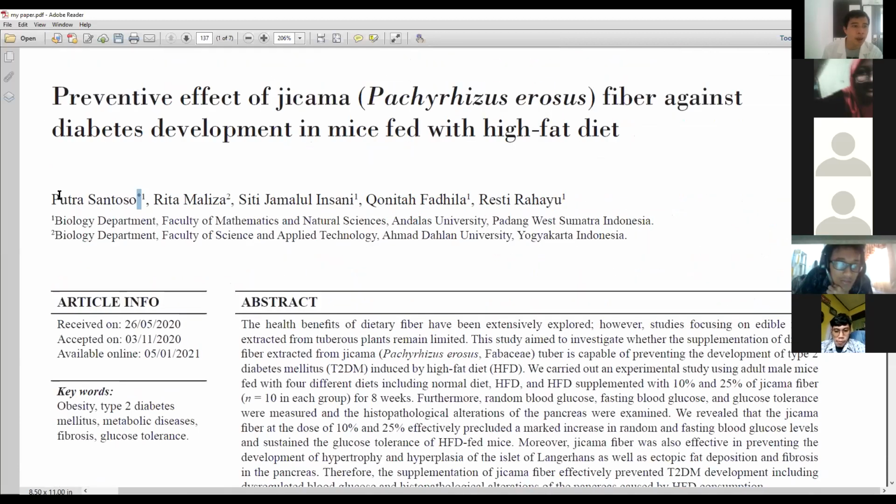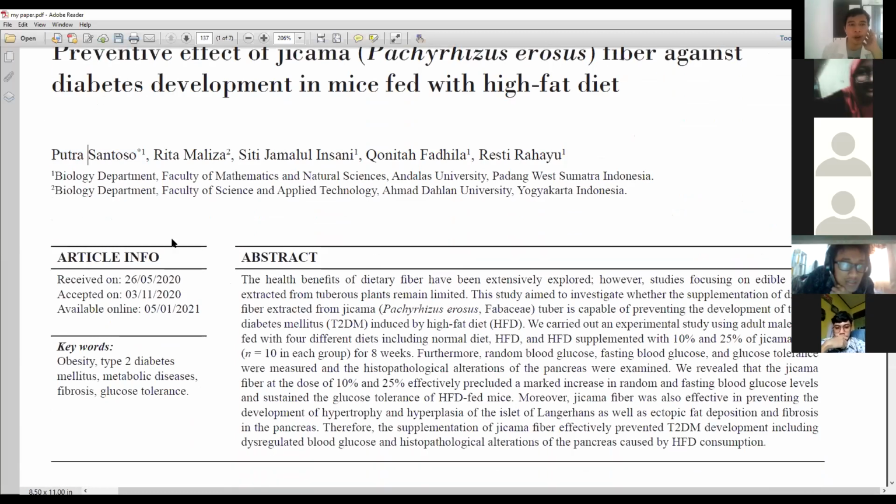So in this case, I also function as the first author and also the corresponding author. But in other articles, you could be the first author but not the corresponding author, because the corresponding author is the boss in such a paper, in such research.